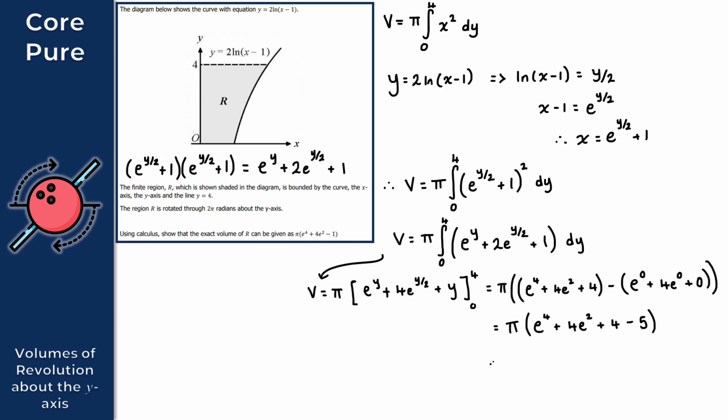And then to finish with here, find that V is equal to pi times by e^4. Can't do anything with that. Plus 4e^2 there. And then finally here, 4 minus 5 gives us the minus 1 that we need here. So we get minus 1. Okay. And notice here then, we've got the exact volume that we required. And there we have it. So that gives us the solution there to this example. And that brings us to the end then of this video here on volumes of revolution about the y-axis.